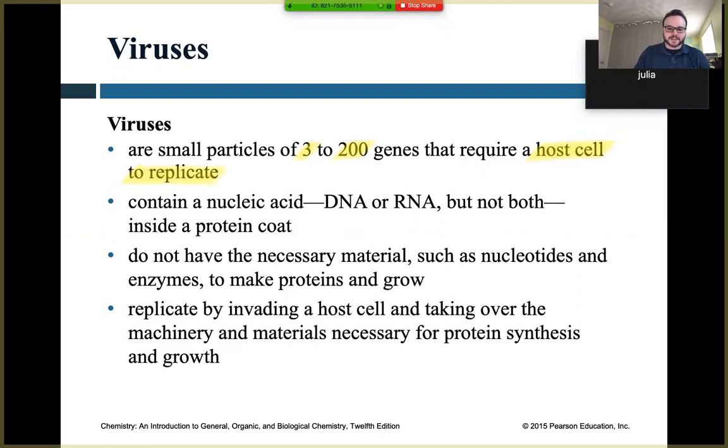A major difference is that viruses can have either DNA or RNA storing their genetic information. You cannot have both. It's either DNA or RNA, and it actually helps distinguish what type of virus it is. COVID-19 has an RNA viral genome, right? It's usually surrounded in a protein coat.